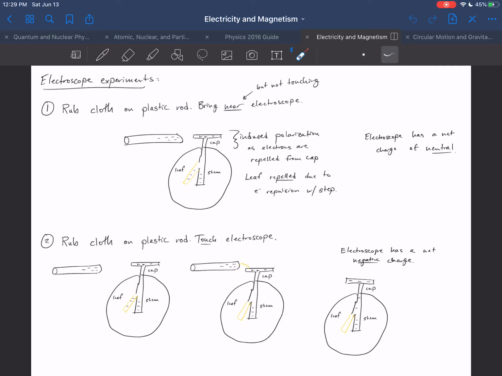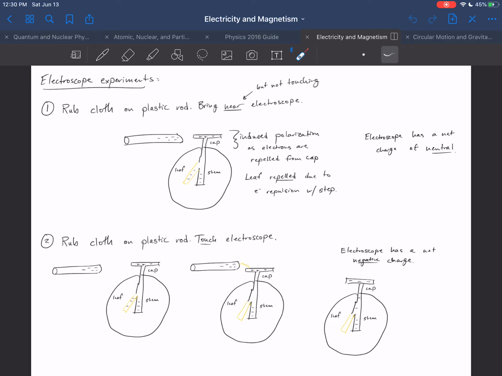Because when that negatively charged rod gets close to the metal cap, the electrons are attracted to the extra protons in the cap. Remember, the other electrons have retreated down into the leaf and stem. Those electrons then jump to the cap and stem system. And if you take that rod away, that cap and stem now have extra electrons. As a result, the leaf is repelled, and it stays repelled even if that rod is brought away, because the entire electroscope then has a net negative charge. There are extra electrons on the whole thing.